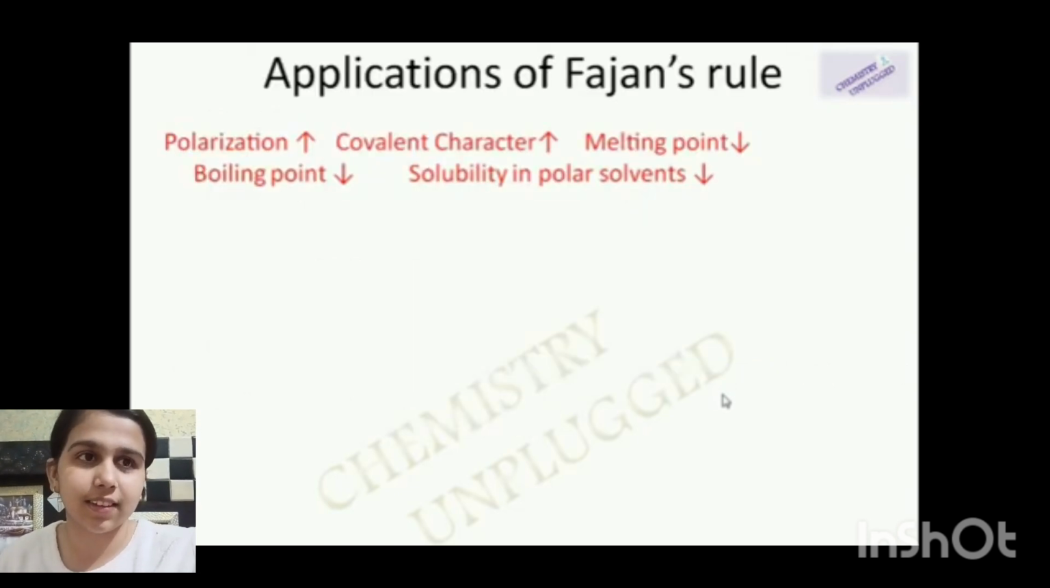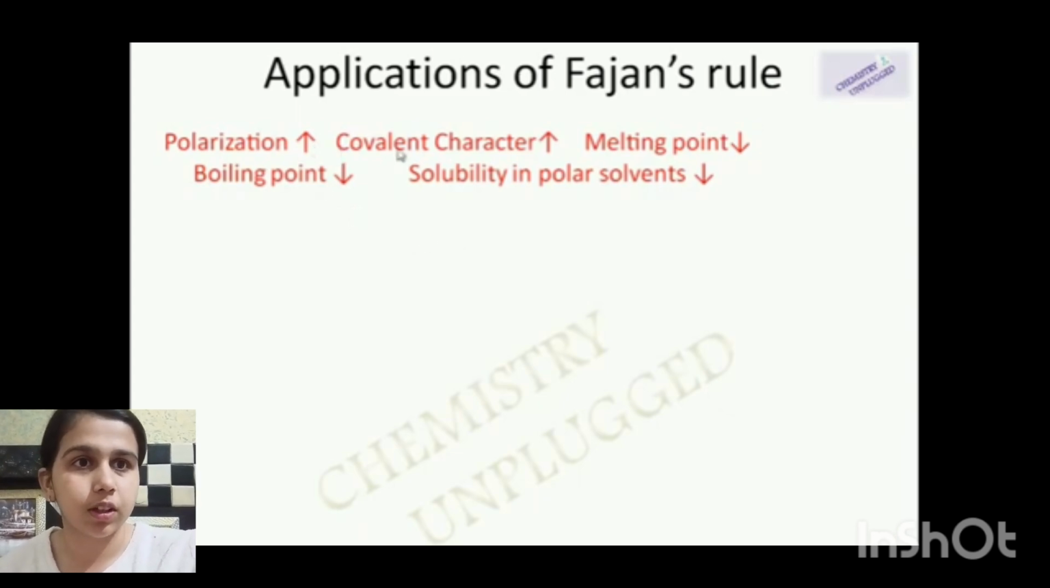Now we will take a few applications of Fajan's rule. First we will remember that when polarization increases, covalent character increases and melting point and boiling point decrease, because for ionic bonds melting and boiling points are high. So when there is an increase in covalent character in an ionic bond, there will be a decrease in melting and boiling point, and solubility in polar solvents will also decrease. If you remember this, we can solve lots of problems.